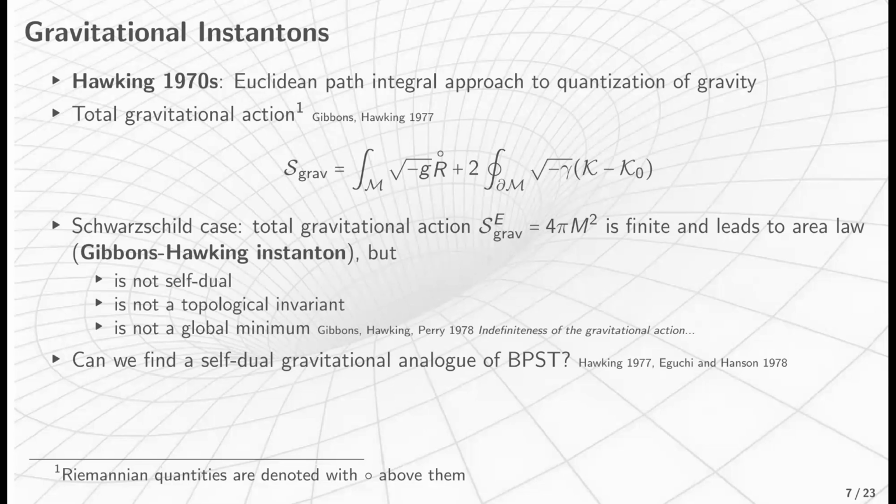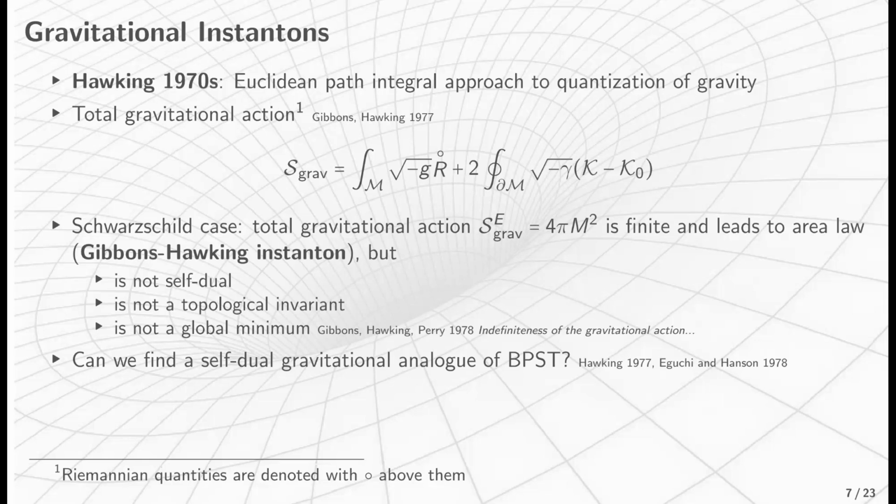But if you compare it to the situation in Yang-Mills theory, it's actually quite different. This instanton, when you're doing this for Schwarzschild, is definitely not self-dual. This action here is not topologically invariant, and this action is also not a global minimum.